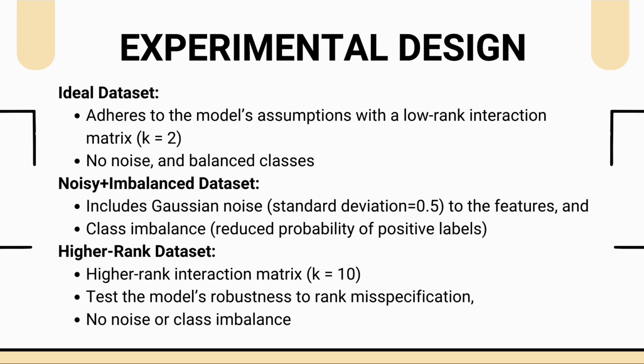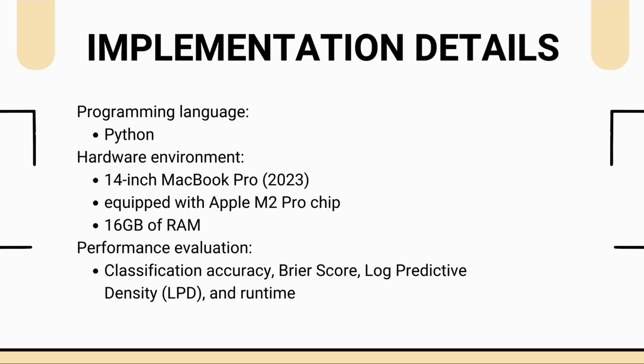The ideal dataset adheres to the model's low-rank interpretation with rank k equal to 2, no noise, and balanced classes. The noisy and imbalanced dataset includes Gaussian noise with a standard deviation of 0.5 and reduced positive labels to create imbalance. The higher-rank dataset uses a rank 10 interaction matrix to test robustness to rank misspecification, with no noise or class imbalance. Both HMC and VI were implemented in Python using JAX on a 2023 14-inch MacBook Pro with an M2 Pro chip and 60 GB RAM.